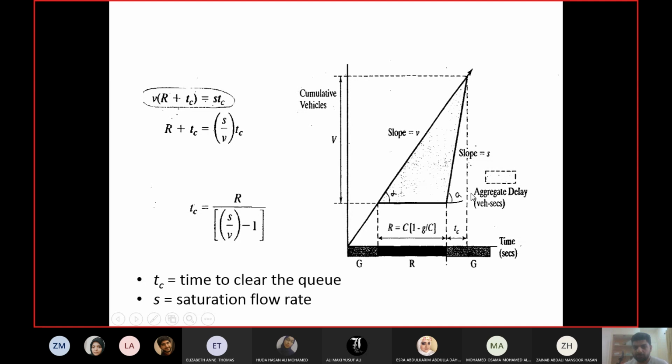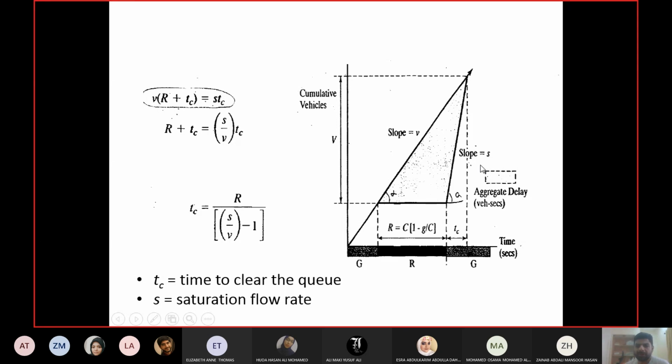Flow rate is vehicles upon time. You multiply flow rate with time, you get number of vehicles. So if you multiply departure flow rate with TC, you will get number of vehicles in the queue. TC is the time taken to clear the queue, and flow rate is the rate at which the vehicles move from the queue. So rate multiplied by time will give you how many vehicles were in the queue.